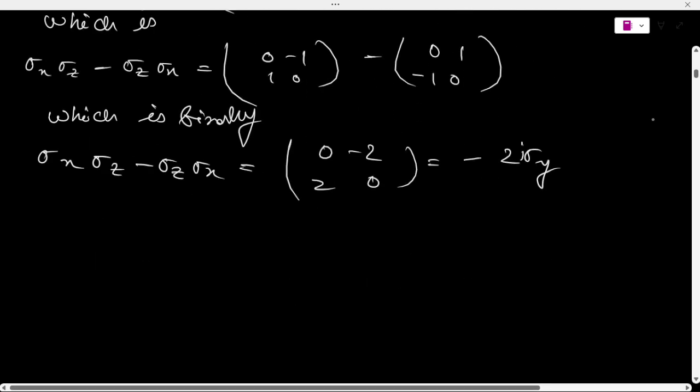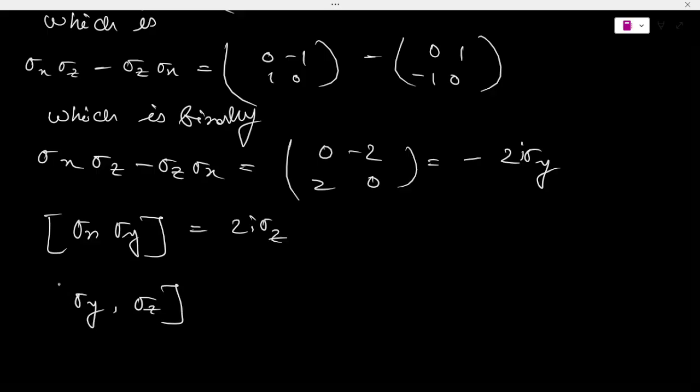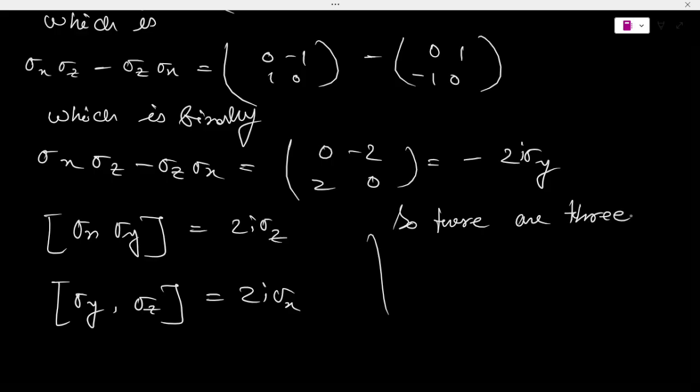Summarizing, we have that sigma x sigma y commutator is equal to 2i sigma z. Similarly, sigma y sigma z is equal to 2i sigma x. So the three components of spin individually do not commute.